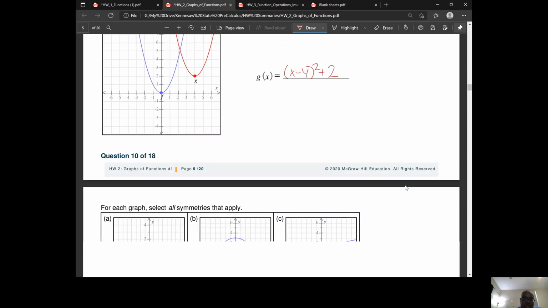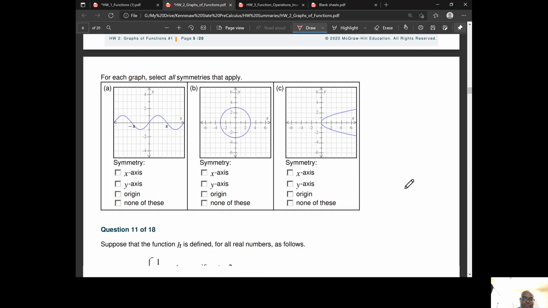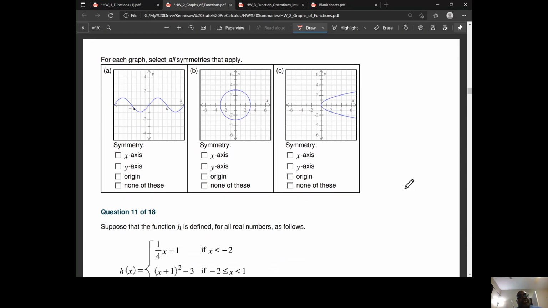Keep going. Problem number 10, almost there. For each graph, select all symmetries that apply. Well, this graph is obviously not symmetric to the x-axis. It's not symmetric to the y-axis. It is symmetric to the origin. Actually, let's put a circle around that. Symmetric to the origin just means it has rotational symmetry. I can rotate it 180 degrees around this point, and it will map onto itself.